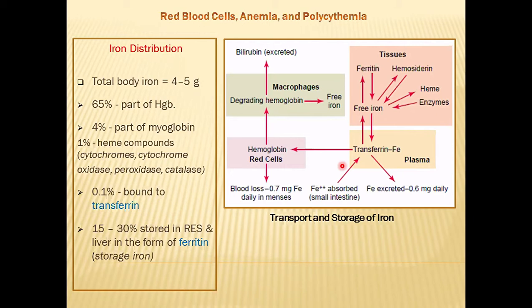Then 1% are heme compounds, which are made up of cytochromes, cytochrome oxidase, peroxidase, and catalases. Then 0.1% is bound to transferrin, and 15 to 30% are stored in the reticuloendothelial system and in the liver in the form of ferritin. So the storage form of iron is ferritin. So remember this word. So it becomes ferritin, storage form. So this is the scheme to show us the transport and the storage of iron.